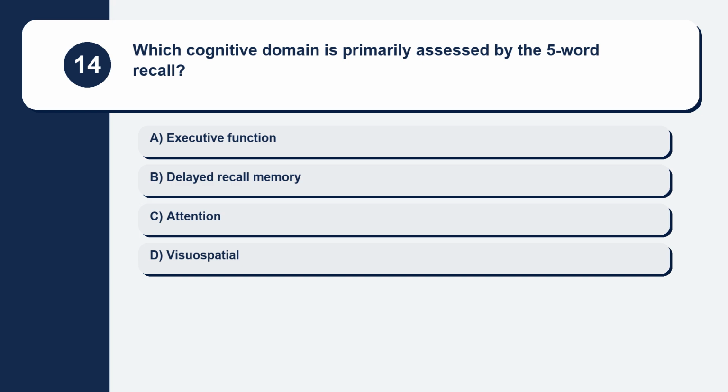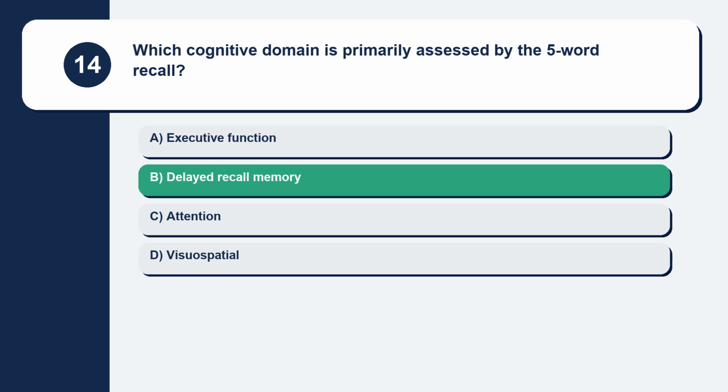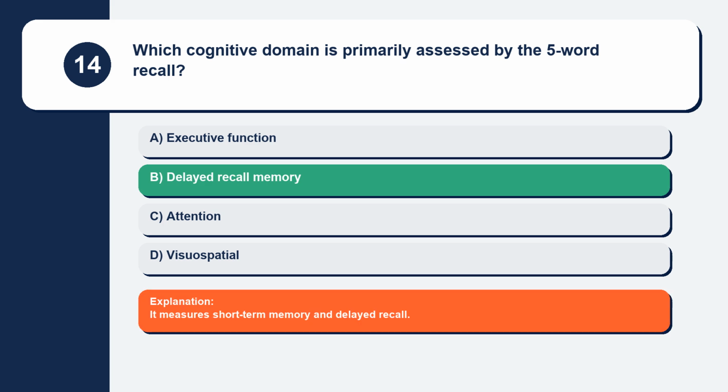Question 14. Which cognitive domain is primarily assessed by the 5-word recall? Executive function. Delayed recall memory. Attention. Visuospatial. It measures short-term memory and delayed recall.